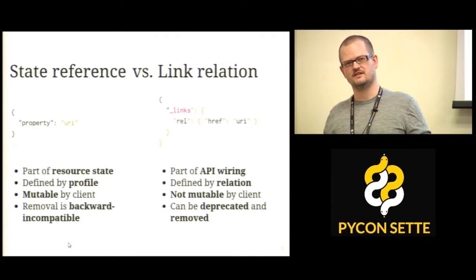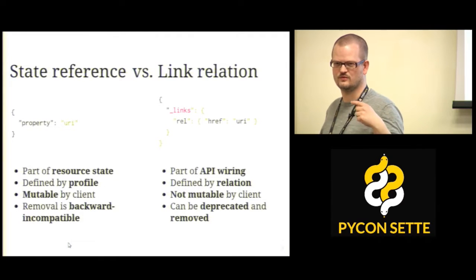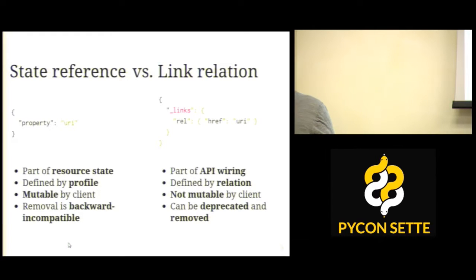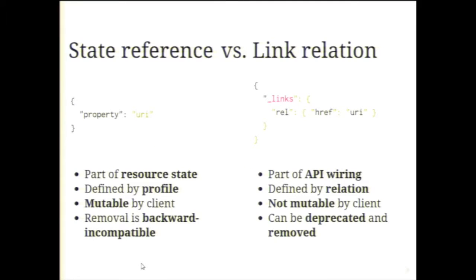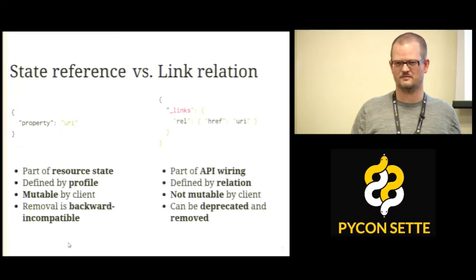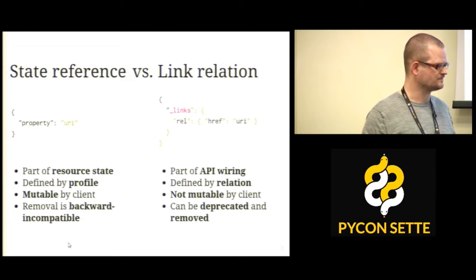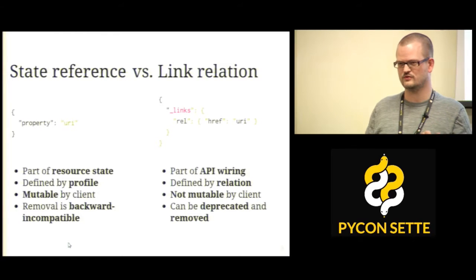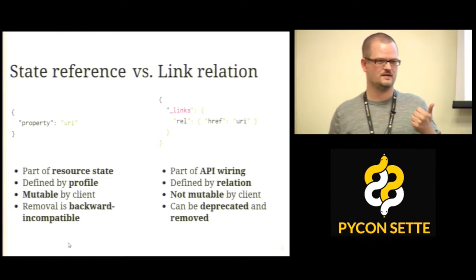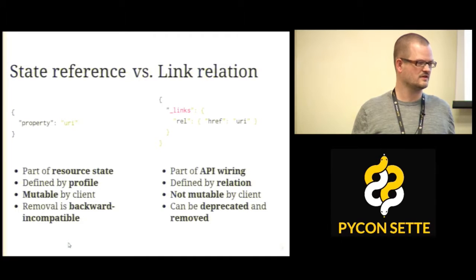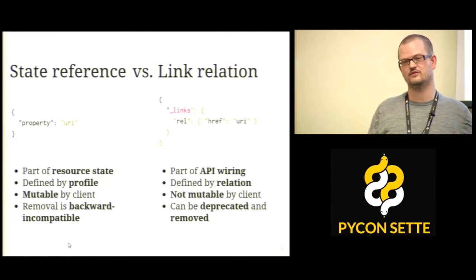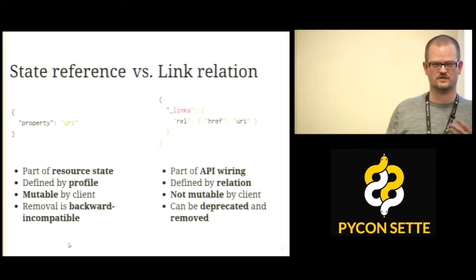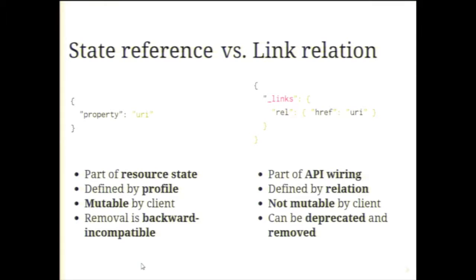Now, I just told you a bit about how to link, right? About embedding a link in a property, or using real hyperlinks to link resources together. And there's an important distinction between the two. So if you embed a URI in a property, it becomes part of the type of the resource. It's defined by the profile. And if you allow clients to put the resource, that means that the clients can change the URI. So they can change the relation to the other resource.